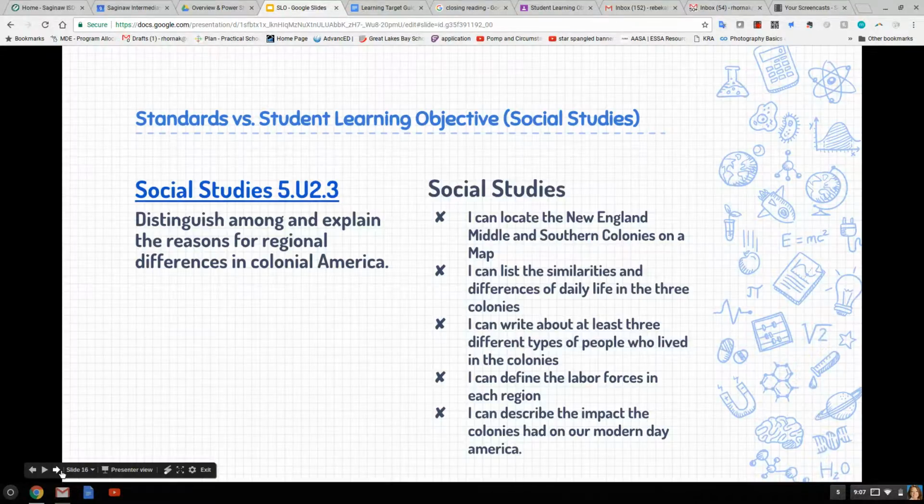So here's an example that I provided in the overview in regards to social studies. It specifically tells the student they're going to locate certain things on a map. They're going to list similarities and differences of 3 colonies, not all of them. They're going to have to write at least 3 different types of people. They're going to have to define something, and they're going to have to describe something. Probably most likely in the form of an essay. So this is better. There are definite targets, or a map or a GPS, for the kids when looking at these.